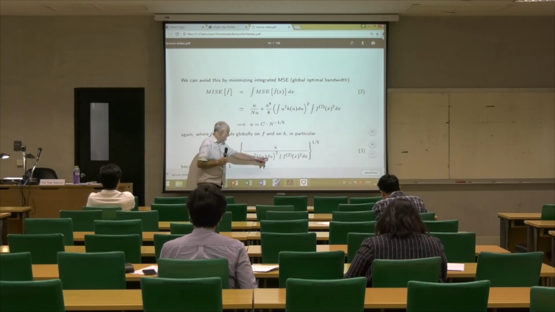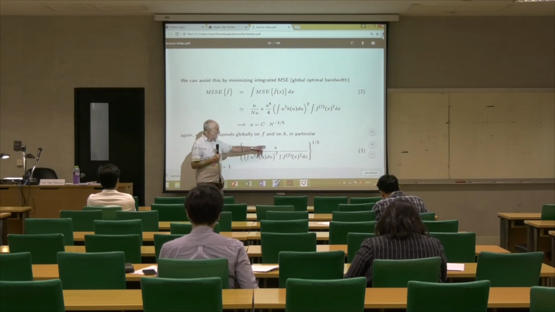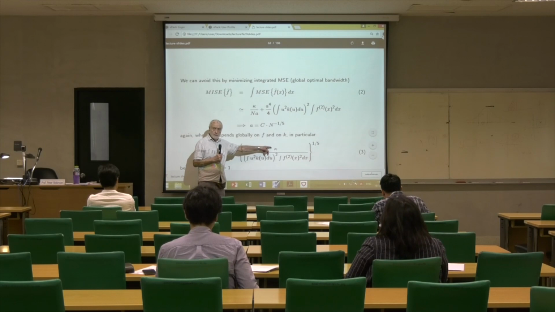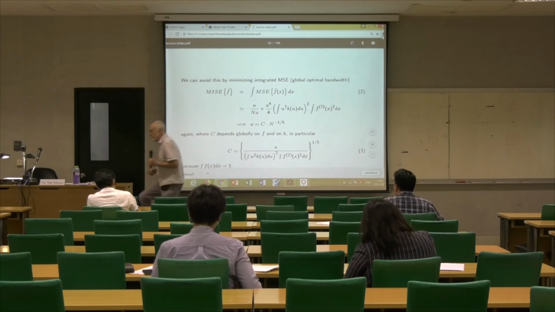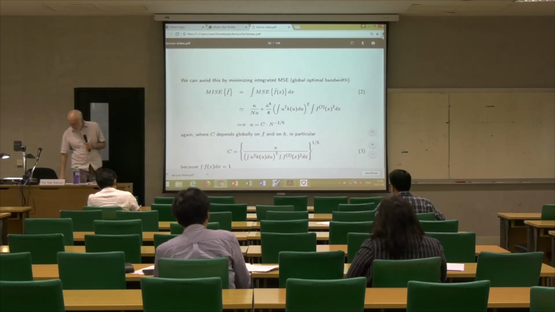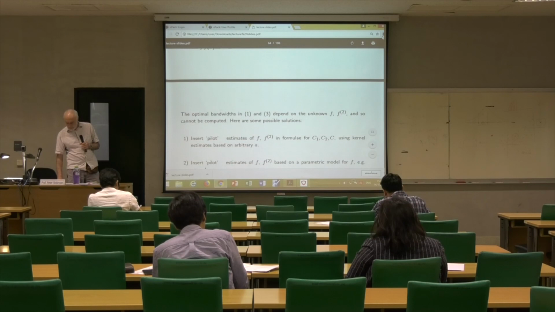This is no problem. We can evaluate this. Kappa is just the integral of k squared, so we can evaluate that. No problem at all. But this is a problem, right? So we cannot compute that optimal bandwidth. So what do we do?